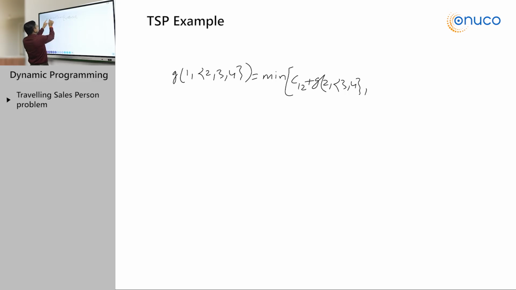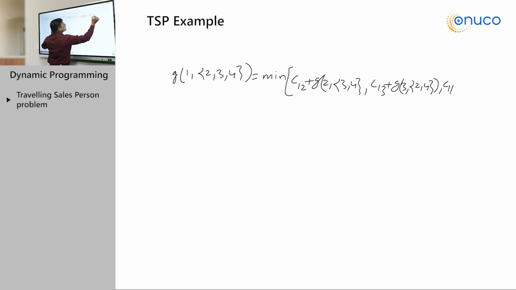similarly, now 1, 2 is done, we go with C of 1, 3 plus G of 3, with {2, 3, 4} minus 3 becoming {2, 4}. Similarly, we have one more, C of 1, 4 plus G of 4, with {2, 3, 4} minus 4 being {2, 3}. Right? Now let us apply the values.